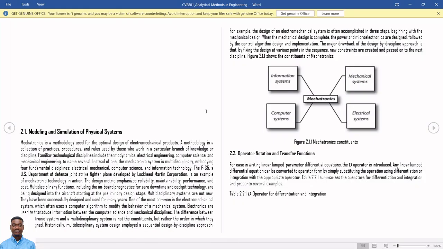Hello everyone. In this video, we'll be looking at the modeling and simulation of physical systems. Now, physical systems are systems that we deal with on a regular basis, and there's no way we want to actually design or develop a physical system without modeling and simulating what the performance of that physical system will be like when it's in operation.